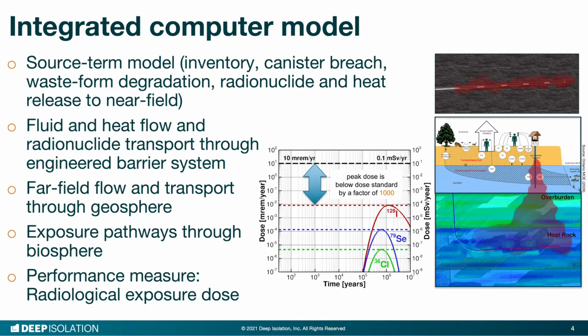Exposure dose is given in rems or sieverts per year, which is a measure of the health effects of low levels of ionizing radiation on the human body. Again, we use this integrated model to examine whether a poorly sealed access hole will significantly reduce this safety margin.